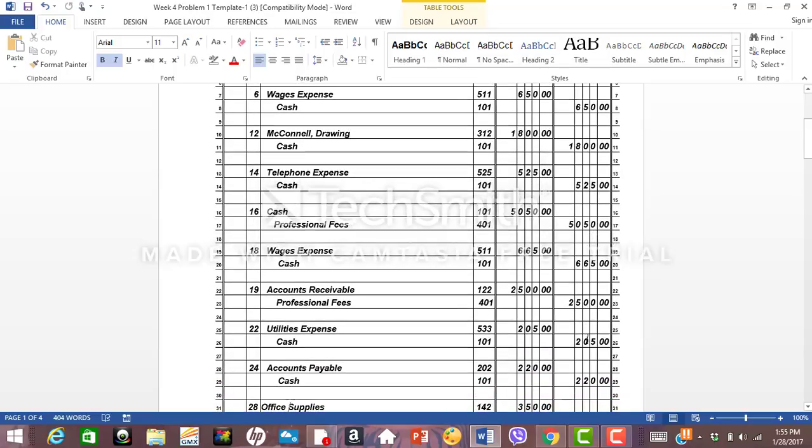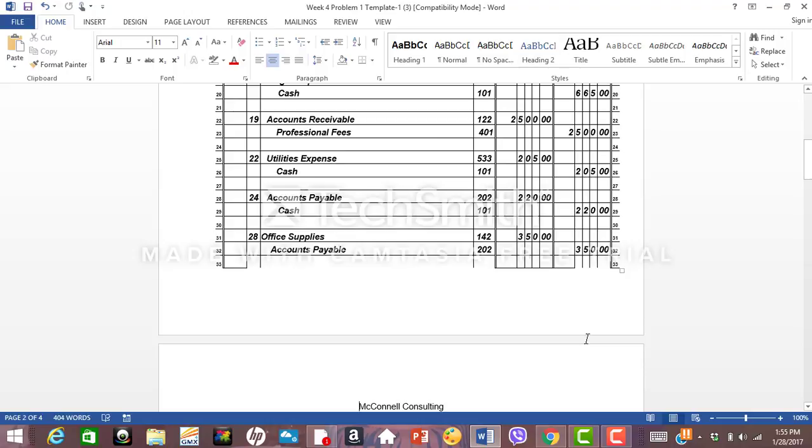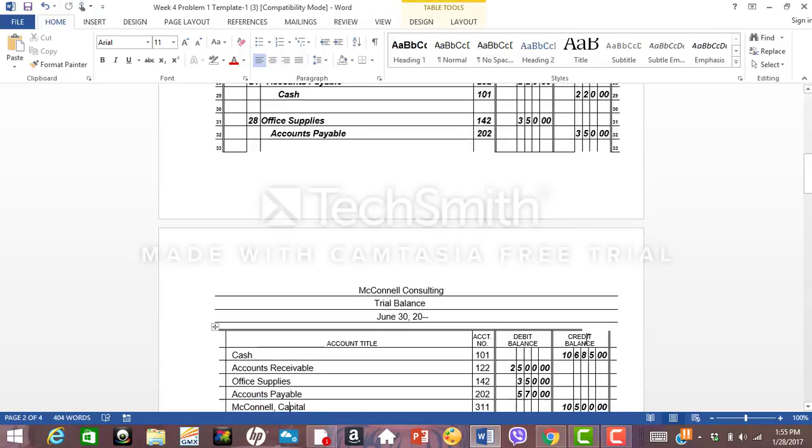Utilities expense is debiting. Cash is crediting. Okay, good. Accounts payable is debiting. Cash is crediting. So obviously we're paying off the loan. And then office supplies is debiting, whereas accounts payable is crediting. So we got another account.